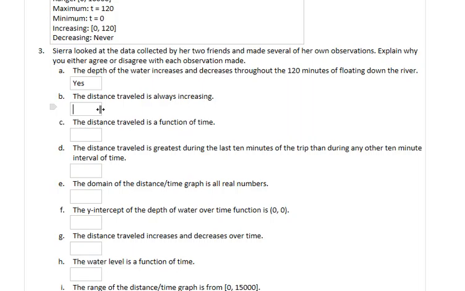The distance traveled is always increasing. Yes, because the graph is always increasing. That's why. That's really all it is. We're not backtracking and doing rapids again.